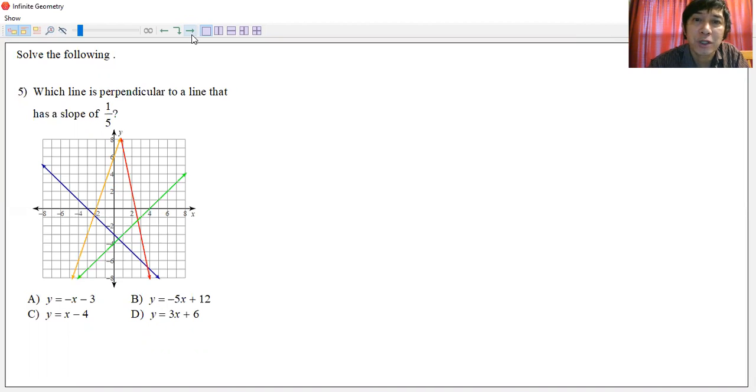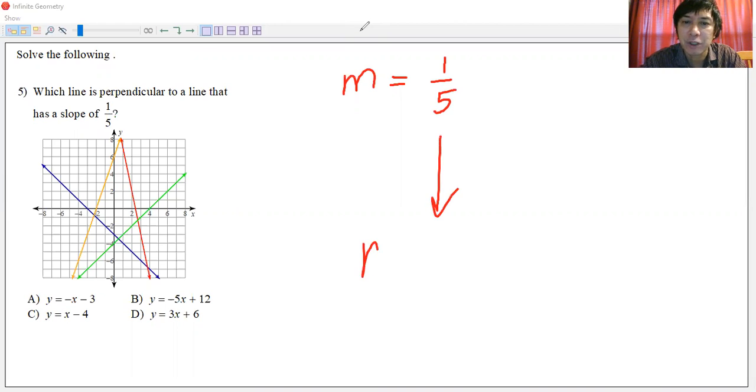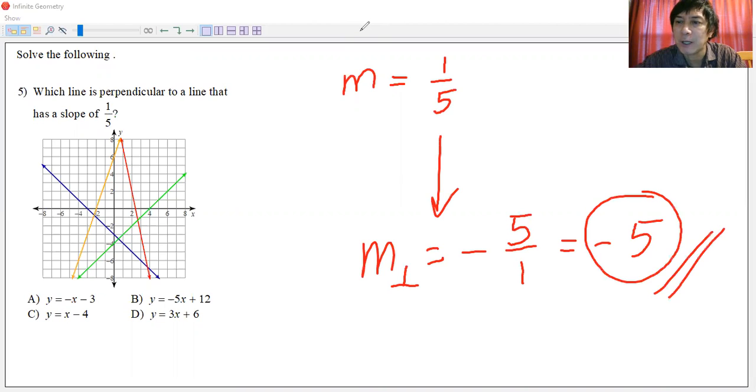Okay, if the given slope is 1/5, what could be the slope of the line perpendicular to this line? It must be the negative reciprocal, okay? The negative reciprocal of this, first it's a positive, so this will become negative, okay? And then 1/5 is 5/1, okay? Or simply -5. So simply look at the line with a slope of -5. And that looks like the letter B, okay? There.